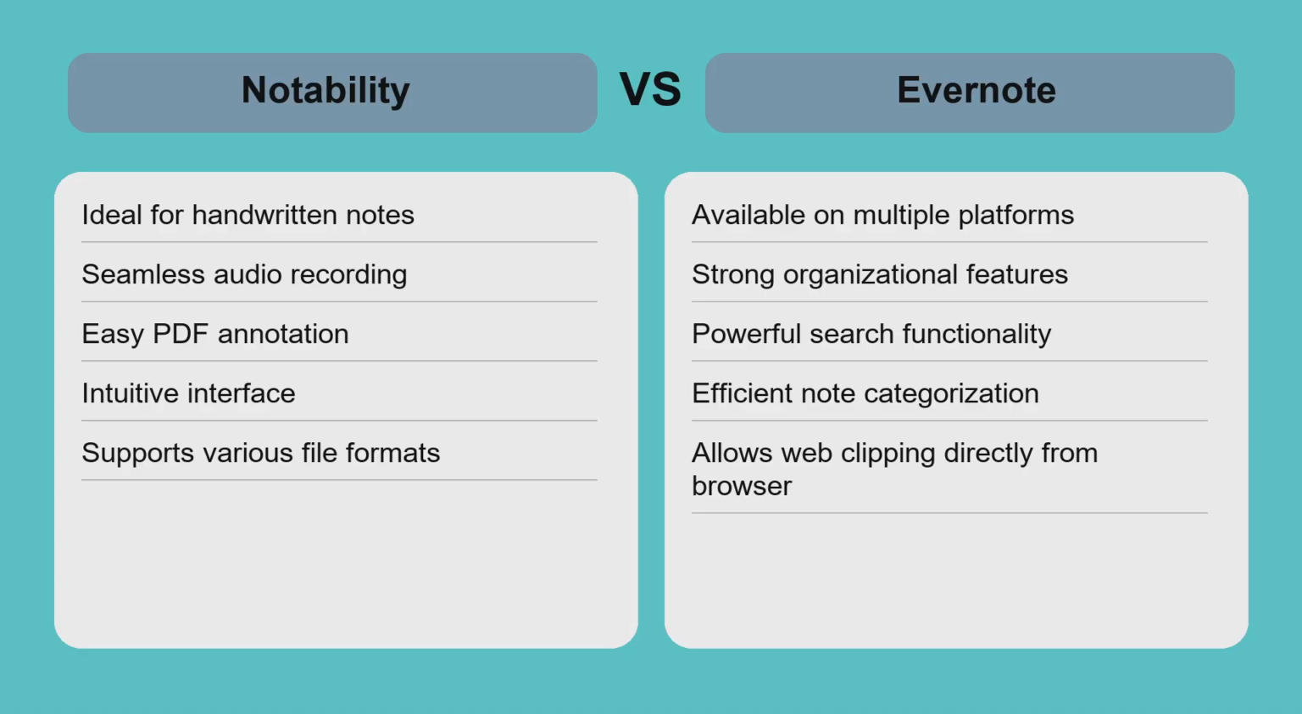Both apps excel in their own areas. Notability is perfect for creative note-taking, while Evernote shines in structured organization. Your choice ultimately depends on whether you prioritize handwriting and audio integration or text management and cross-platform access.